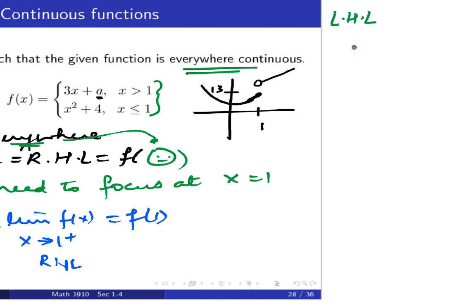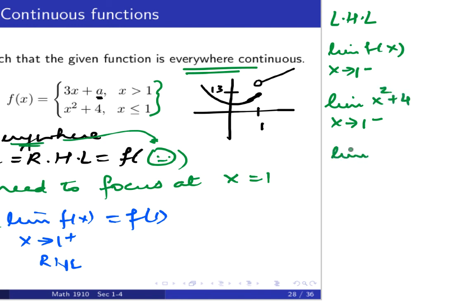What's the left-hand limit? It's the limit as x approaches 1 minus of the function f(x). That means we're looking at x squared plus 4, which is the limit as x approaches 1 minus. You can just substitute the values, you don't have to do any more math, because it's a nice little polynomial. So it's 1 plus 4, which is 5.